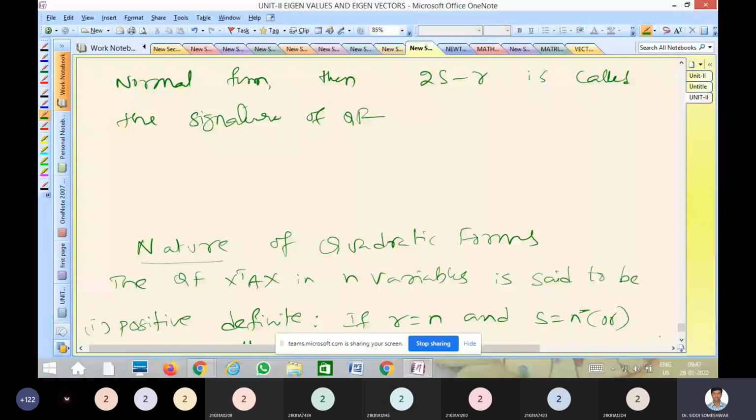In that case we can say negative semi-definite. Or otherwise, if you go with eigenvalues, all the eigenvalues are less than or equal to 0, meaning at least one of them is 0. In that case we can say negative semi-definite.